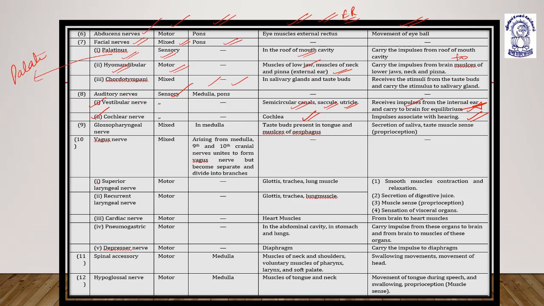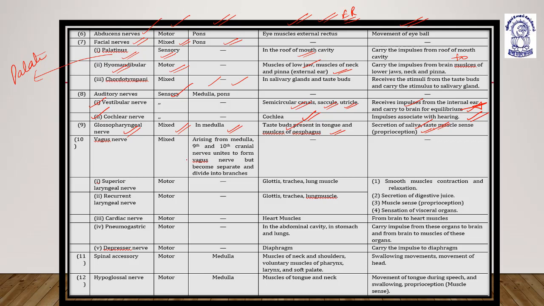Then after auditory comes the glossopharyngeal nerve, which is the ninth cranial nerve, which is also mixed. The origin is the medulla. It supplies the taste buds present in the tongue and muscles of the esophagus. It helps in the secretion of saliva, sense of taste, and proprioception. Glossopharyngeal nerve is mixed in nature, and the origin is from the medulla.